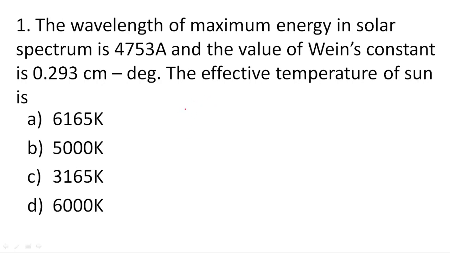The wavelength of maximum energy in the solar spectrum is 4753 angstroms, and the value of Wien's constant is 0.293 centimeter degrees. So we have to find the effective temperature of the sun. This question is based on Wien's displacement law. If you know Wien's displacement law, we can easily answer this question.